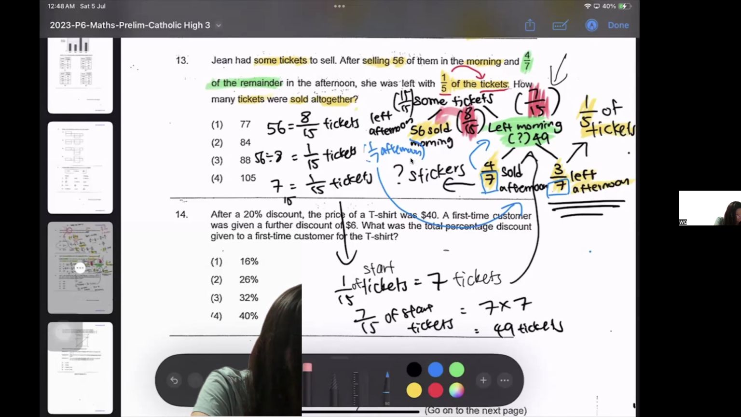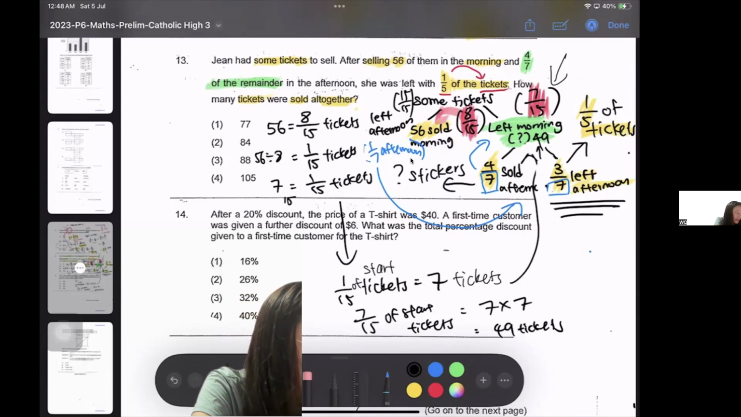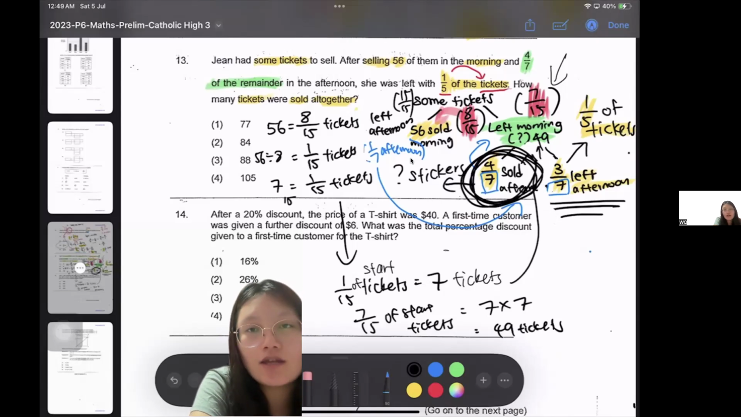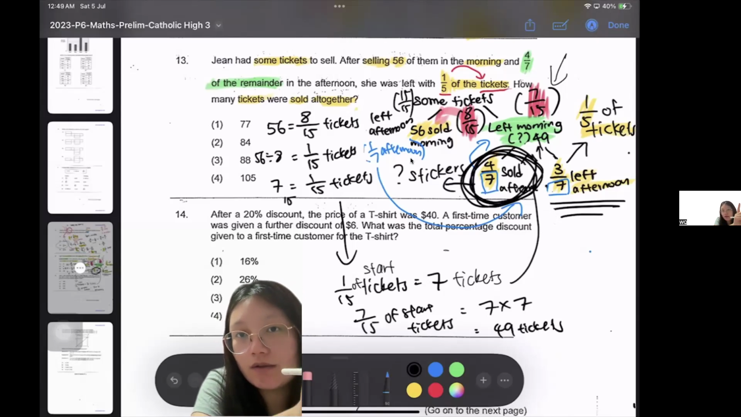Your question mark here is 49. I'm all the way up here. Okay, here. So the question mark here will be 49. So 49 is your total left in the morning, your remainder. So what you need to do is find how many tickets is the 4 out of 7 here, okay? How many tickets is this 4 out of 7?